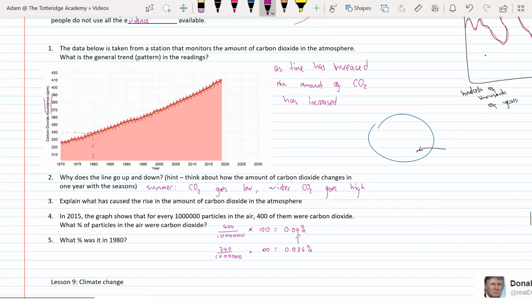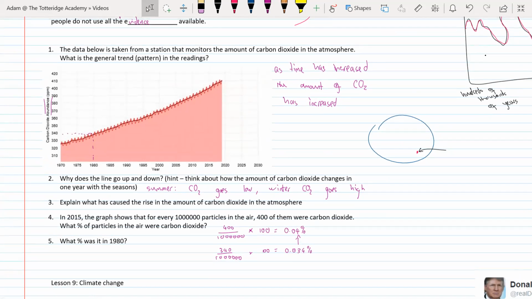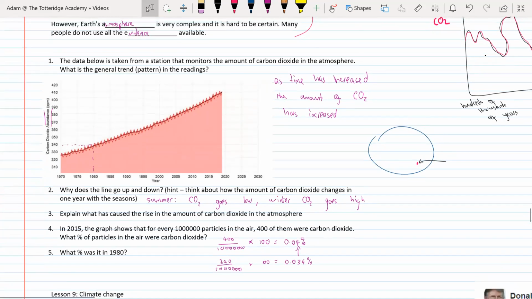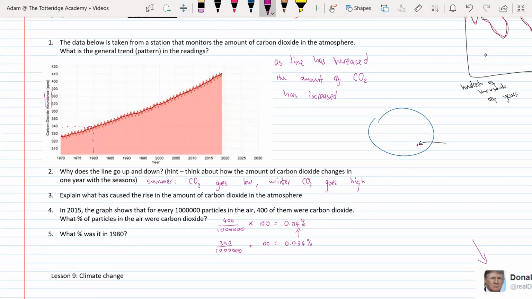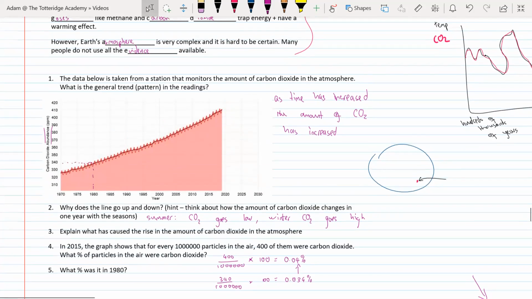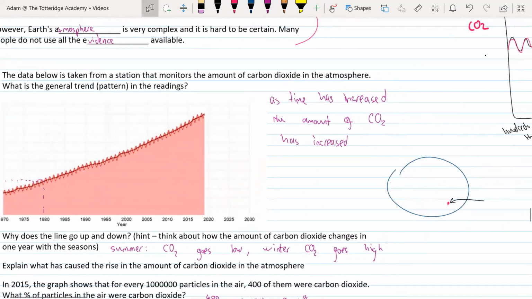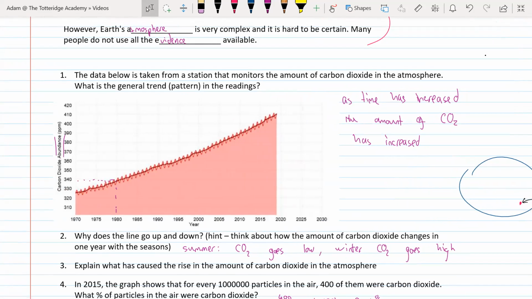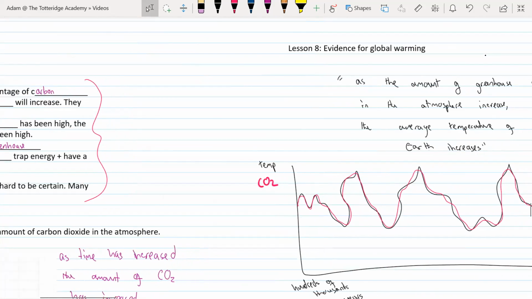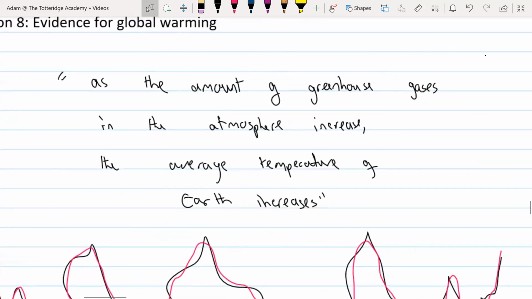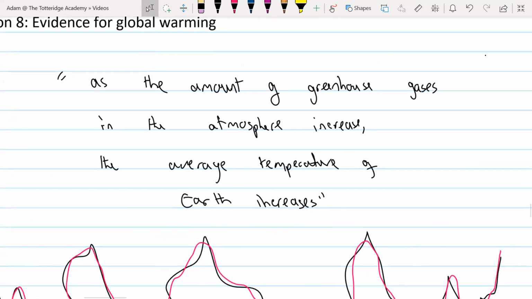Where were we? Right, so that's the end of our lesson about evidence for global warming. I've got a little sneak peek of what's coming up in our next lesson. And again, the key take home is that we do have evidence. It's hard to be certain, but the majority of scientists are certainly agreed that, going back to our first statement here, as the amount of greenhouse gases in the atmosphere increases, the average temperature of the Earth increases as well. Thank you for listening, and I'll see you next time.